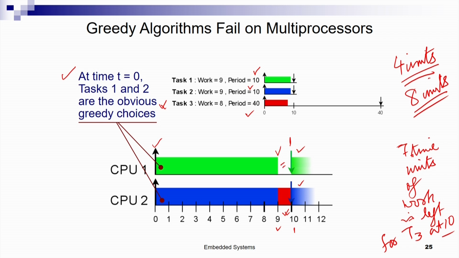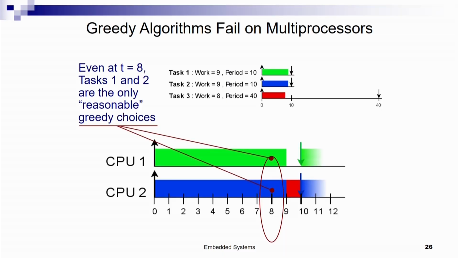If we see why this happened, every 10 time units we have to keep the CPU idle for 1 time unit. We cannot schedule anything in this place. Why? Because we have nothing to execute. T3 is executing on the other processor, and it cannot execute at the same time on 2 processors.